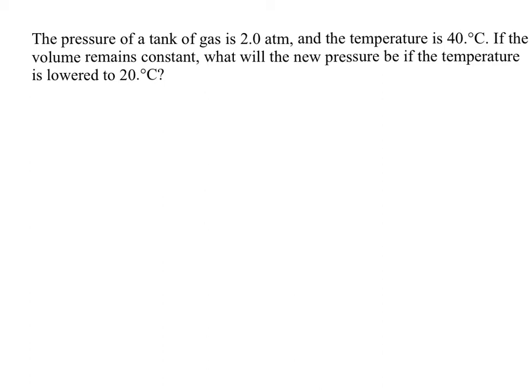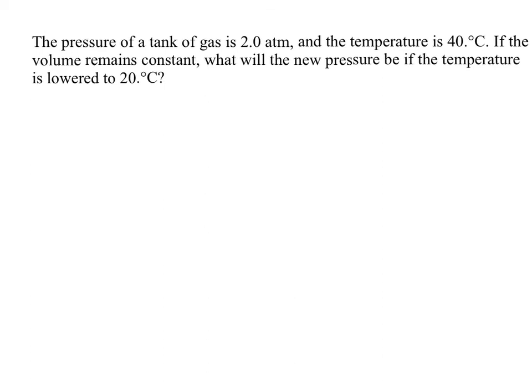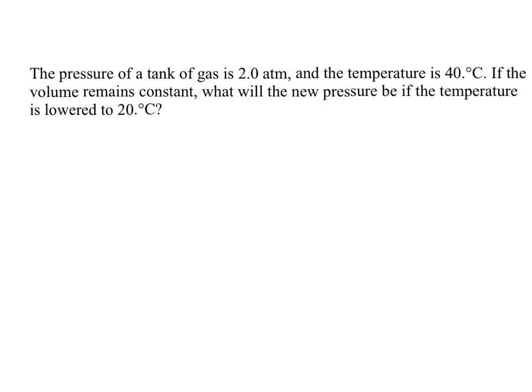So here's our problem. The pressure of a tank of gas is 2 atmospheres and the temperature is 40 degrees Celsius. So let's label our stuff. Here is P1. Here is T1. If the volume remains constant, what will the new pressure be if the temperature is lowered to 20 degrees Celsius? So T2, and I'm looking for a P2.